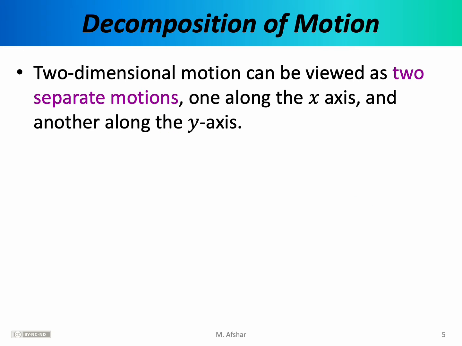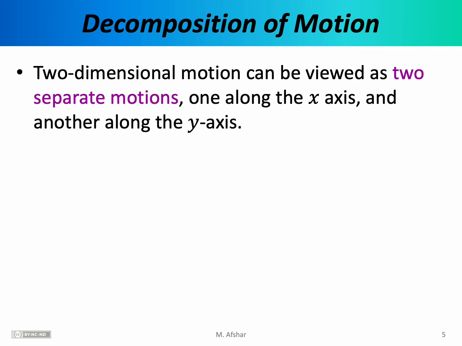Before discussing instantaneous velocity and acceleration, we should take a detour to discuss decomposition of motion. As it turns out, two-dimensional motion can be viewed as two separate and distinct motions, one along the x-axis and another along the y-axis. For example, imagine throwing a baseball across the field. That baseball might be moving forward while simultaneously rising in elevation, traveling along some diagonal trajectory.